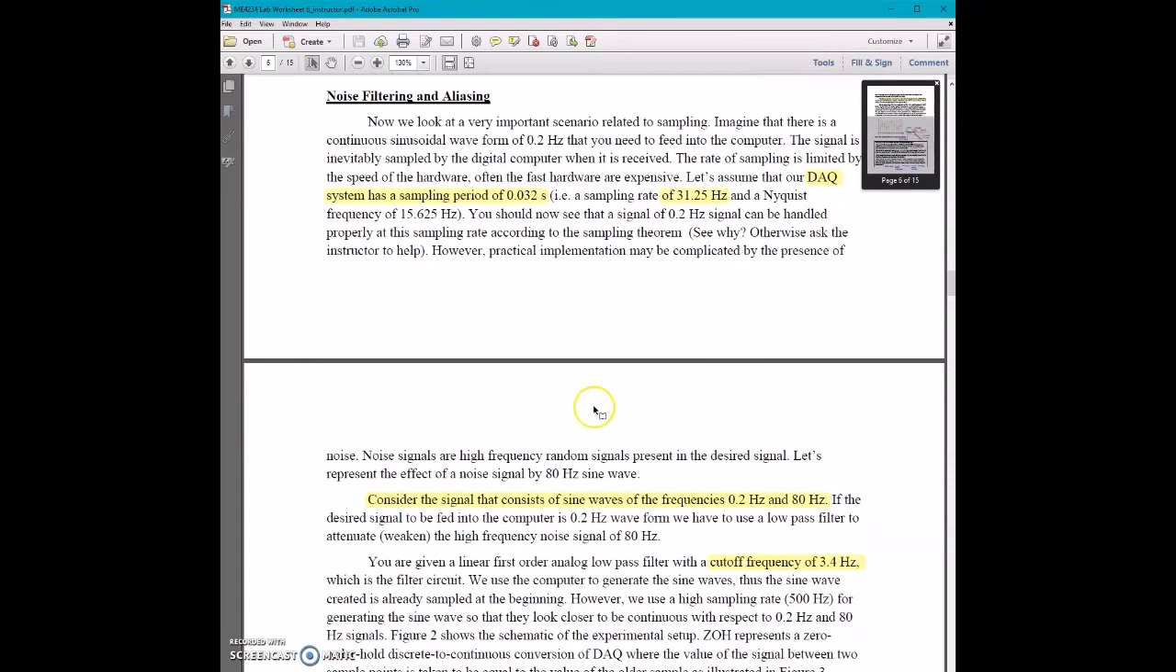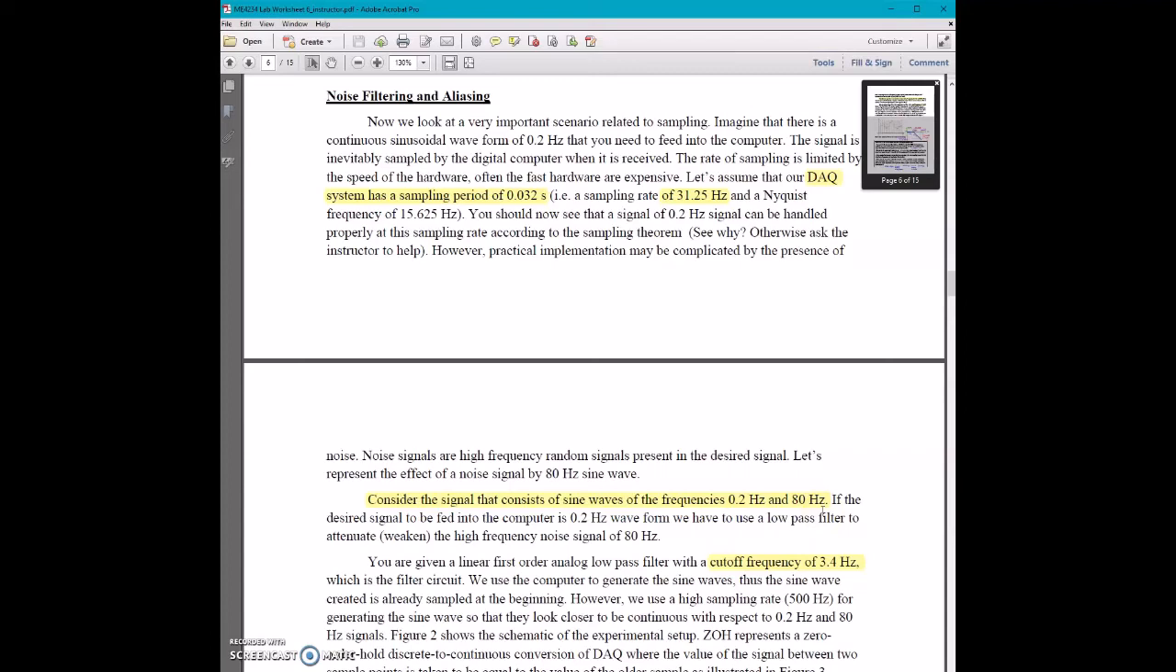We're going to send in a signal that has two frequencies: one of them is 0.2 Hertz and the other is 80 Hertz. We create this waveform using the DAC, by the way, at 500 Hertz, a really high frequency. So the 80 Hertz is not a problem.